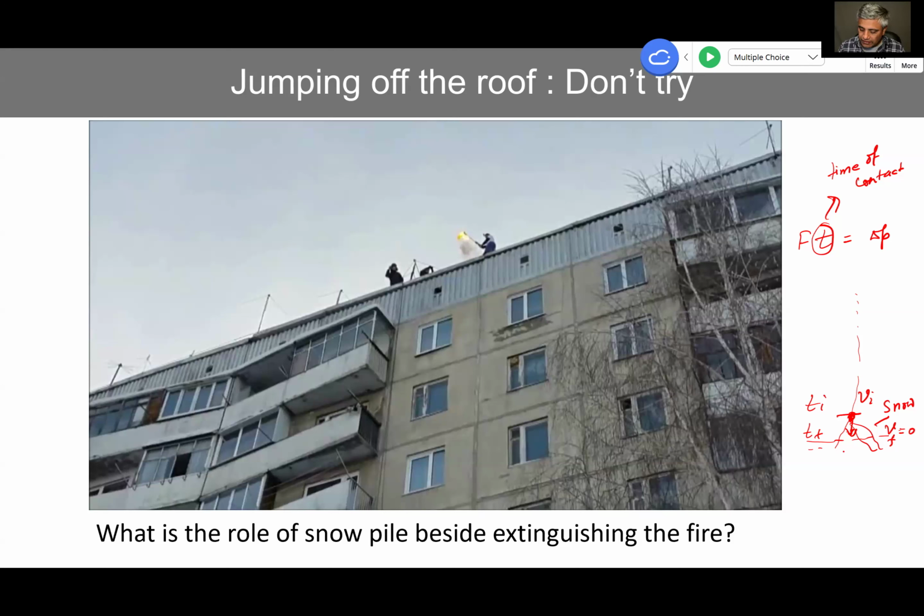So now, what's the difference between the snow pile versus just the road, with no snow pile? What happens is the snow pile increases the time of interaction. So it takes longer for the person to stop. Let's solve for force. How much force is acting on the person? We see longer time or larger time means smaller force. They are inversely related. So the force acting on the person becomes smaller.